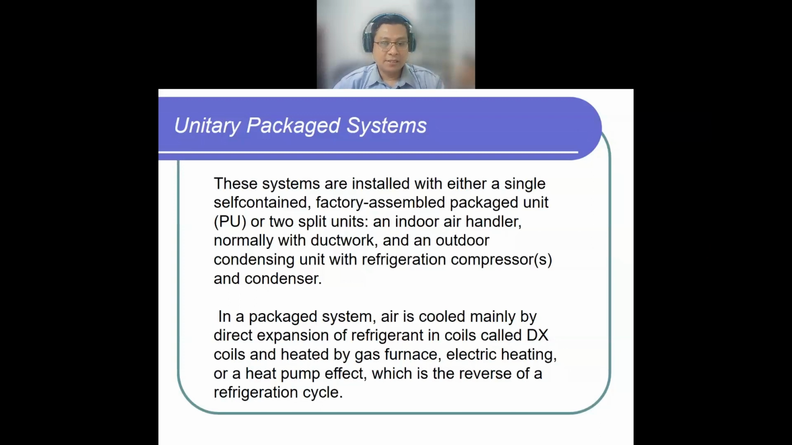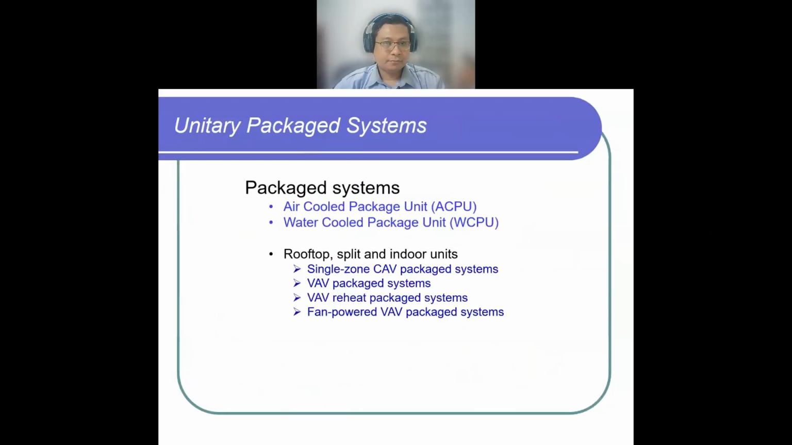In the package system, air is cooled mainly by direct expansion of refrigerant in a DX coil, and heated by gas furnace, electric heating, or heat pump effect, which is a reverse of the refrigeration cycle. Reverse means that in summer we use the reverse condition of winter. For package systems, we have several types of coolant package unit: water or air cooled, rooftop, split, and indoor unit.